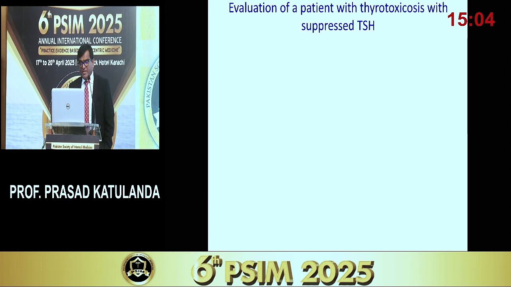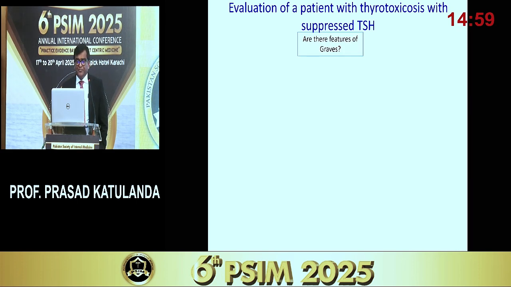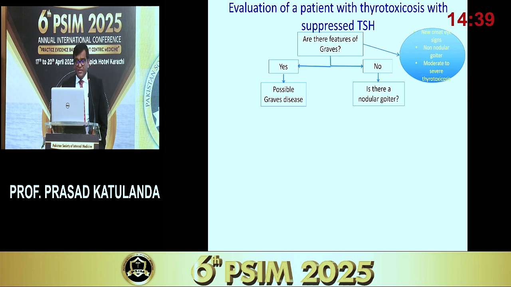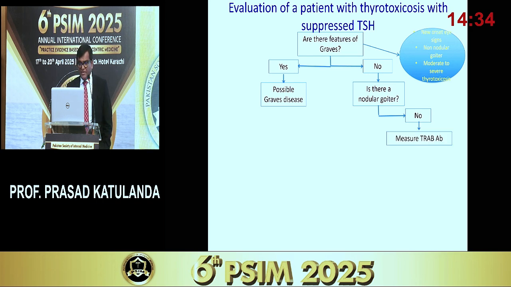So just to take you through, and this might be useful to trainees, how we should look into the etiological diagnosis of thyrotoxicosis. First of all, you need to see whether there are features of Graves, which are new onset eye signs, non-nodular goiter, moderate to severe thyrotoxicosis. In that case, Graves is very highly possible. If not, we need to see whether there's a nodular goiter. If not, measuring thyroid receptor antibodies can be useful, and if positive, again, Graves can be confirmed.